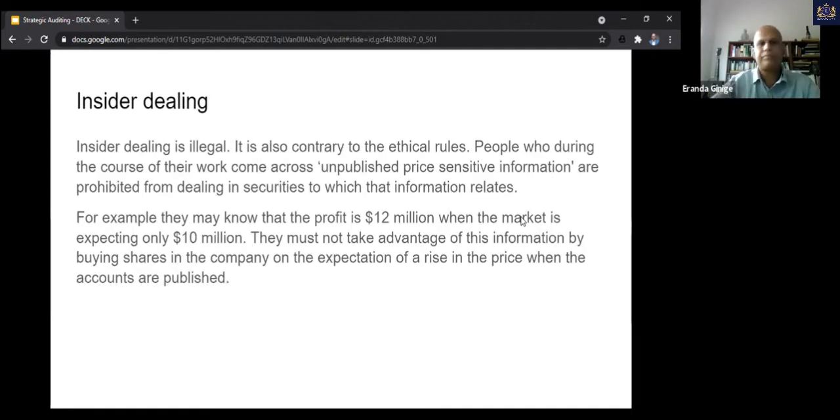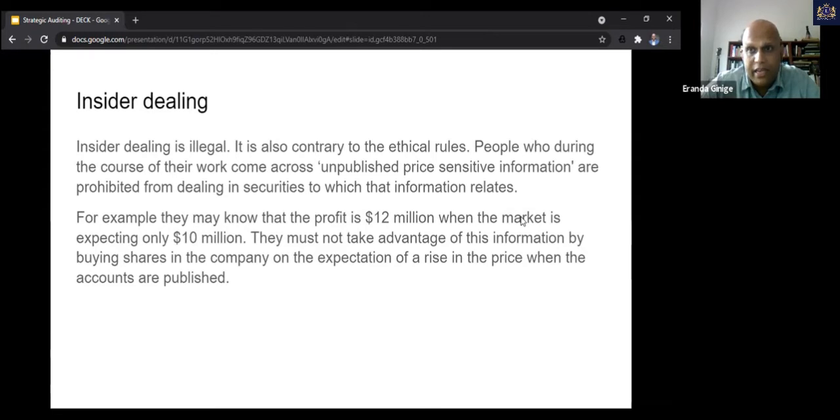Insider dealing is illegal. It's also contrary to ethical rules. People who during the course of their work come across unpublished price-sensitive information are prohibited from dealing in securities to which that information relates. So example is, if there's a listed company and it is expected to make about $10 million this year, but you're the auditor and you get the information firsthand that it's actually going to make 12 million.